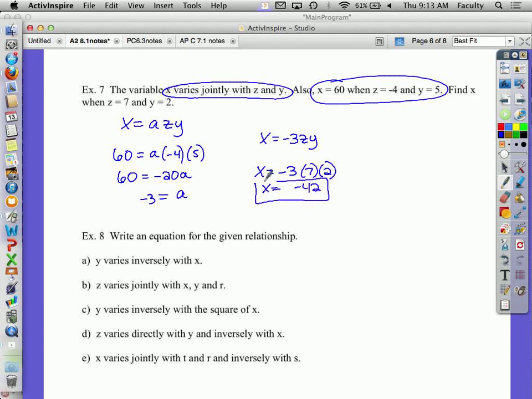Now on this one, did it ask us to write the equation that relates X, Y, Z? No. So notice I didn't box it that time. It wouldn't be wrong if you did, but it didn't ask.